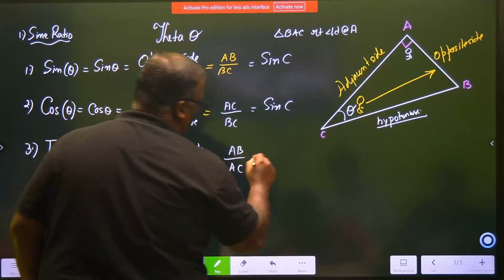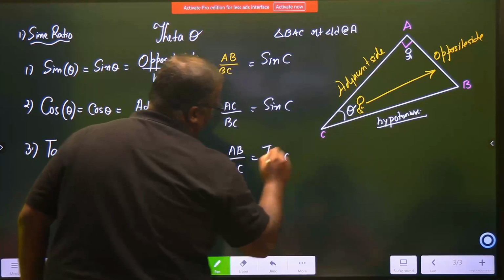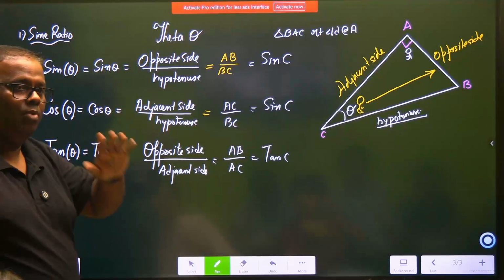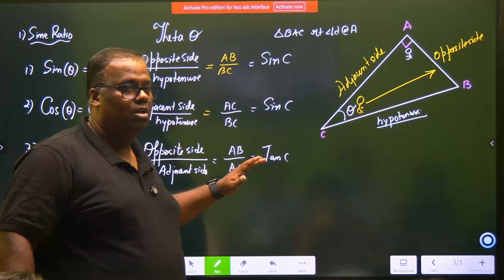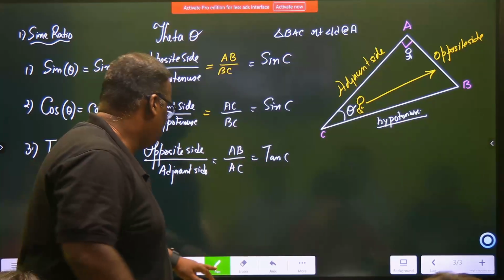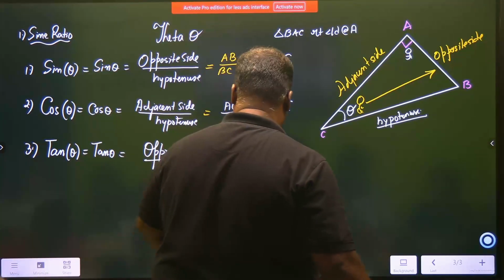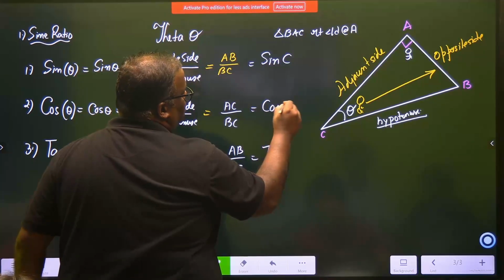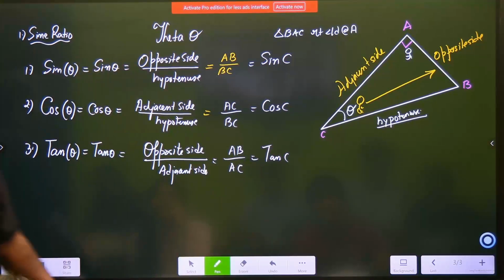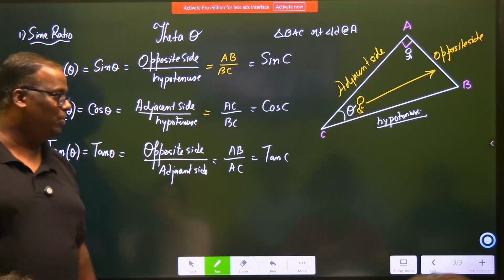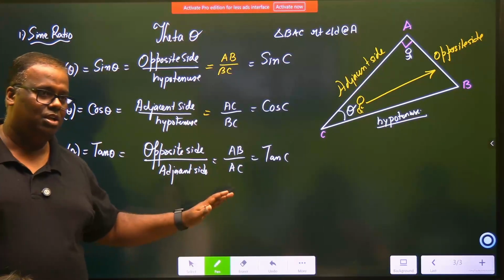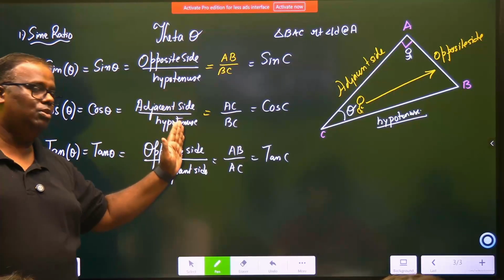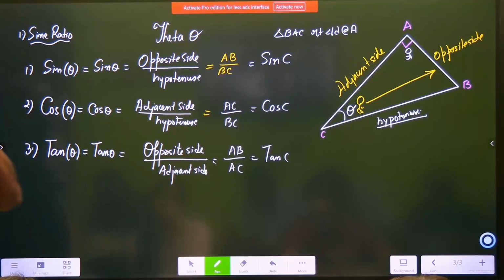Sorry, I'm very sorry. This is cos C. It was cos C. Maybe there was some digital delay. Cos C. This is tan C. Thank you. Three ratios: opposite by hypotenuse, adjacent by hypotenuse, opposite by adjacent.